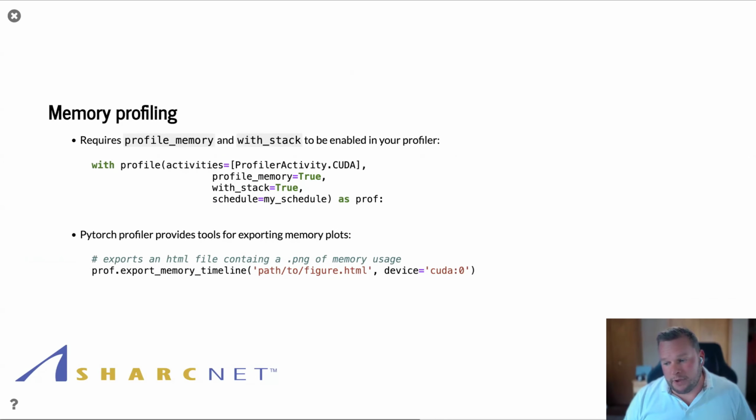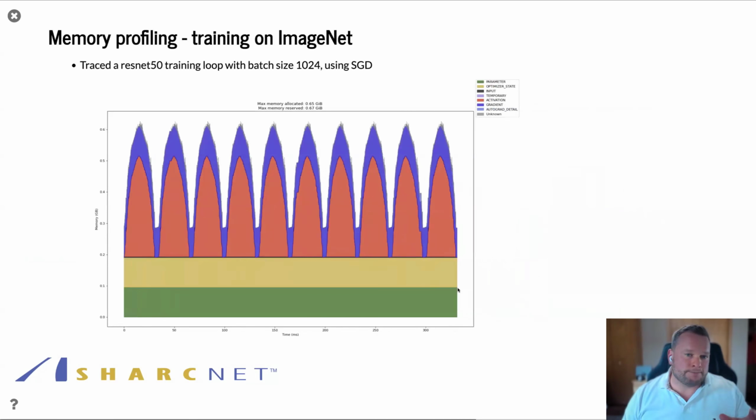So we're actually going to pivot to training ResNet 50 on ImageNet. Again, we'll use a batch size of 1024. We use stochastic gradient descent and generate memory plots. Then we can generate a memory plot based on the trace. So here I've captured 10 iterations, and there's something wrong with our model.